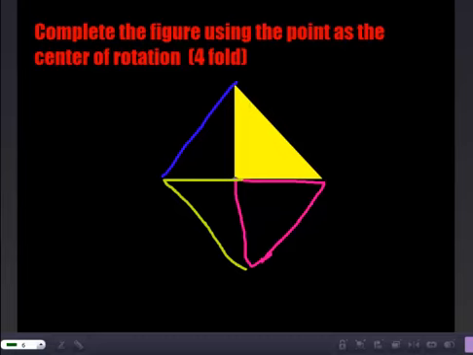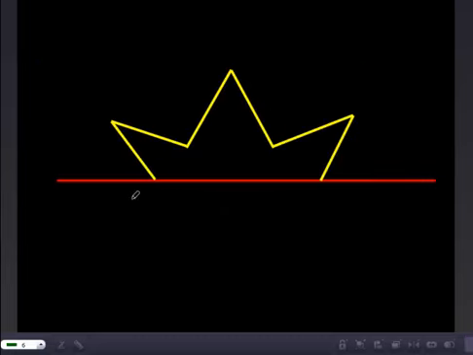So those are the different kinds of symmetry: rotational and line, which hopefully you're a better drawer than I am.